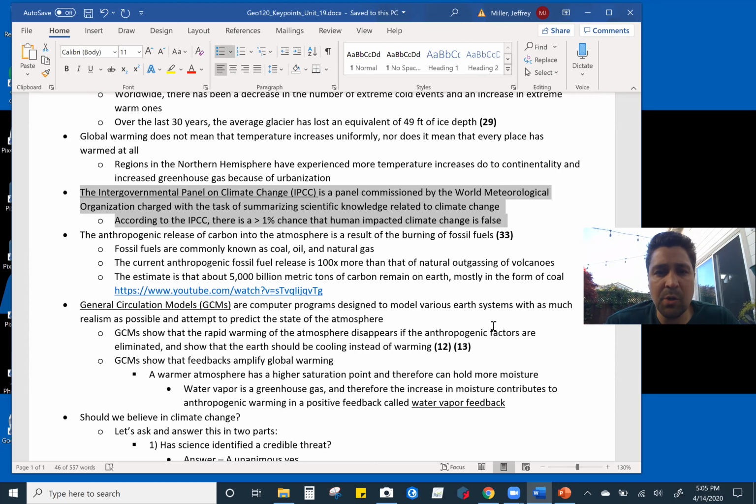just the facts. So according to this group, the IPCC, there is a less than 1% chance that human impacted climate change is false. Let me repeat that. Less than 1% chance that human impacted climate change is false. So basically, it's very unlikely that human caused climate change is false, like a double negative, right? So 99% sure that climate change by human beings is true. That's what the IPCC concluded, and there's much more that they do other than just that.